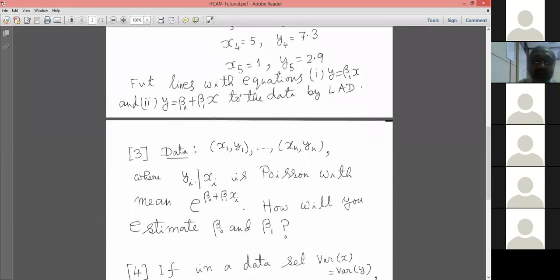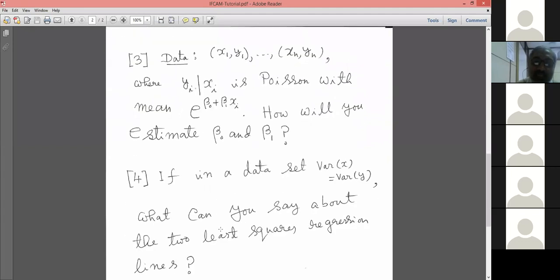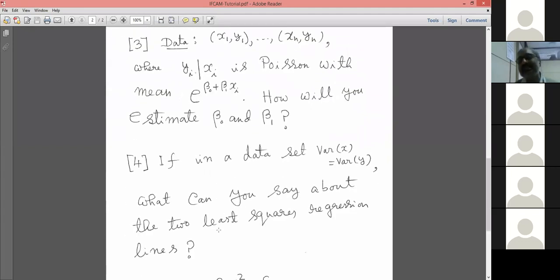Okay. Now, the fourth problem is actually written in a slightly vague way, but let me see how you react to it. So we have a data set where it so turns out that variance of x and variance of y is same. That can happen. I am asking you, what will you be able to say about the two least squares regression lines? So they will have the same slope. Is that correct?